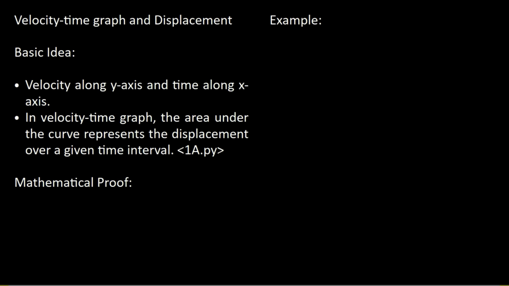Now we are looking at a way to get displacement from a velocity time graph. So what is a velocity time graph? Velocity along the y-axis and time along the x-axis. In a velocity time graph, the area under the curve represents the displacement over a given time interval. So let me explain this.